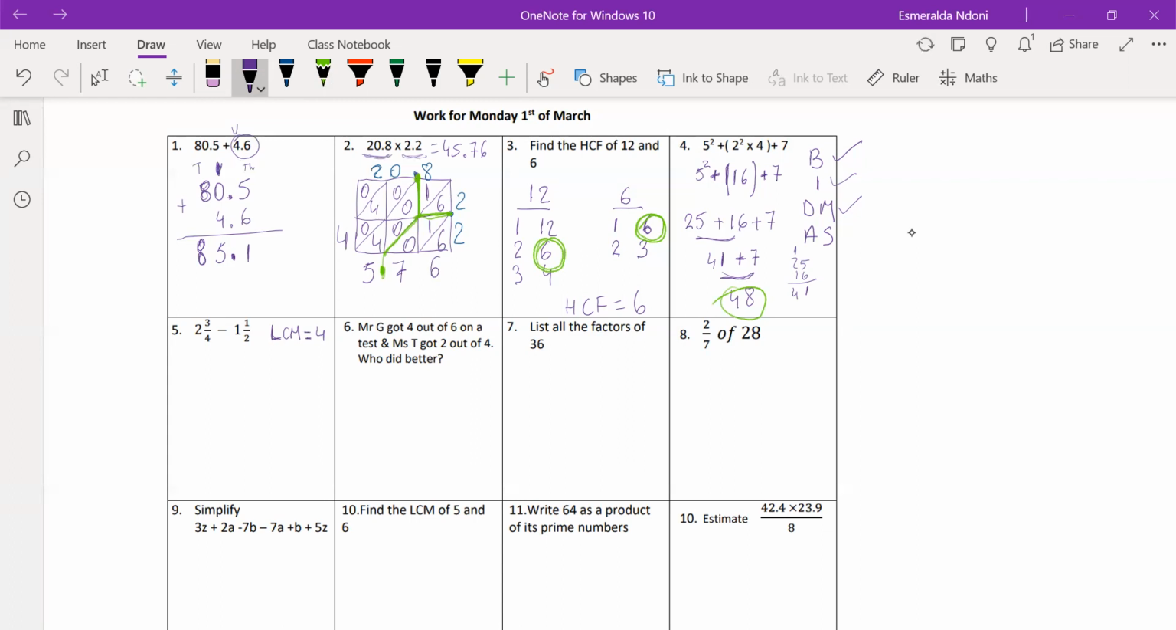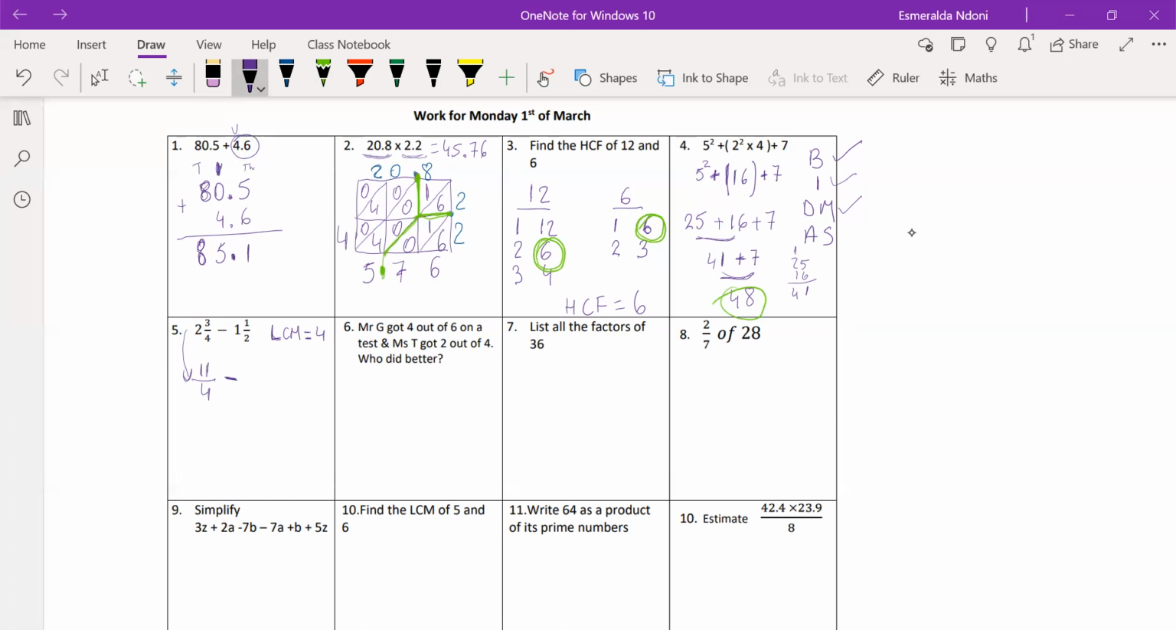Step 1, we need to rewrite these fractions as top-heavy. As they are now, they are mixed fractions, and that's not good for us. It's difficult to work out. So let's rewrite them. 2 times 4 is 8, add the 3 is 11. 11 over 4. So this fraction is the same as that, just written differently.